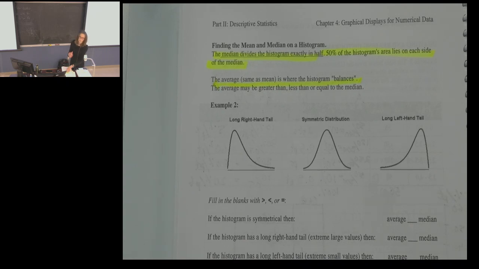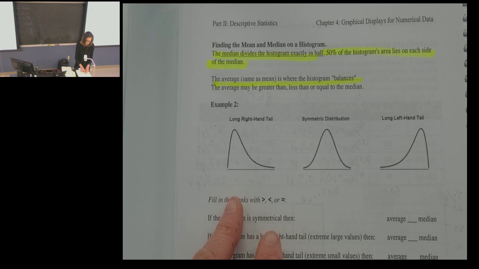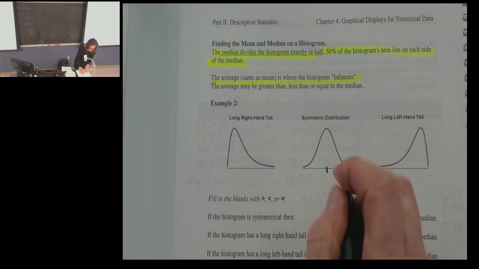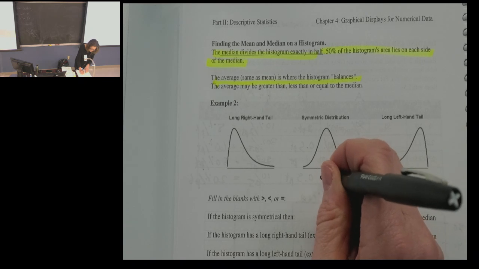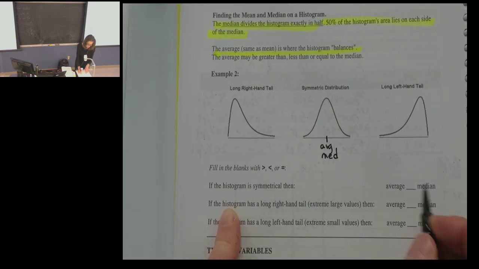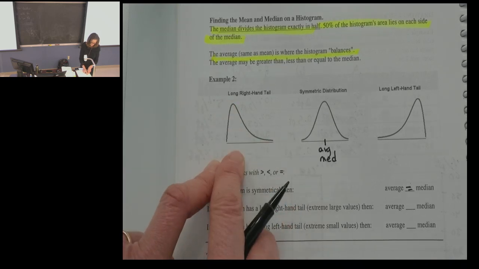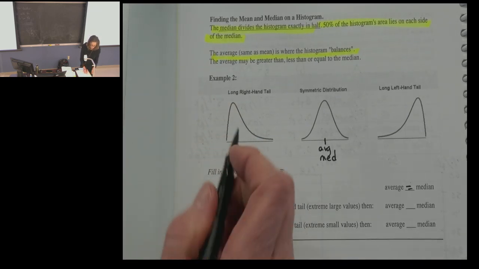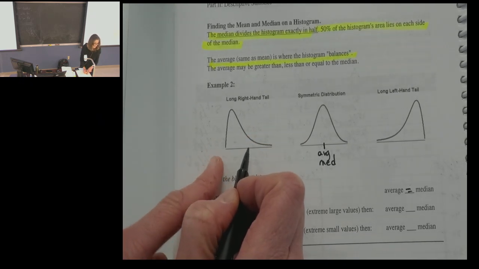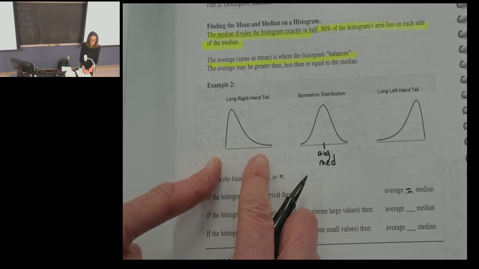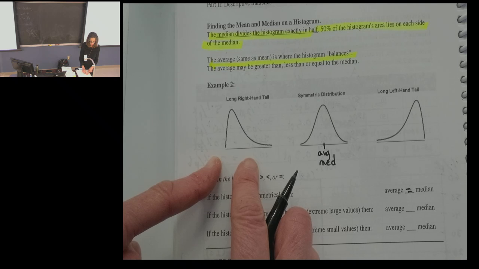So think of a fulcrum of a seesaw. If the data goes farther out, the average moves towards the extreme values. So let's look at this one. In a symmetrical distribution, the average and the median are the same, so that's easy. But how about if you have this long right-hand tail? The median is where a vertical line would divide this histogram into two equal pieces by area. I just want to know where the average would be in relation to that median.